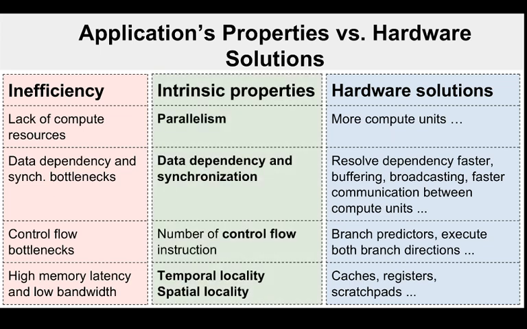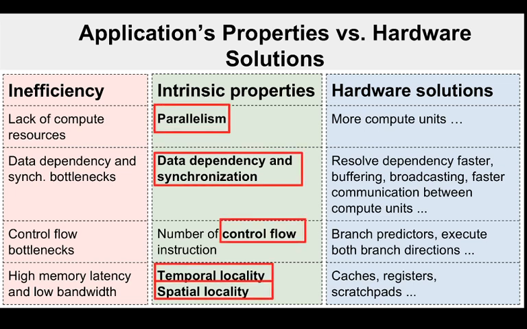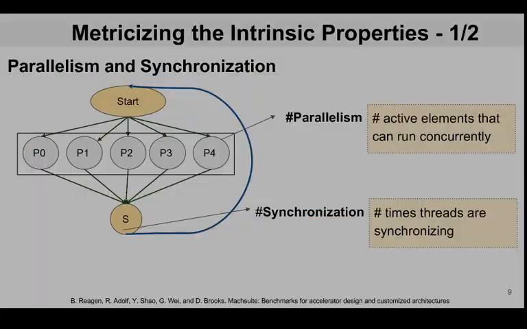So the relationship now becomes: if an application has parallelism to avoid lack of resource, we should map it to a hardware unit with more compute units, and so on. The five intrinsic properties we're using for mapping are parallelism, synchronization, control flow, and temporal and spatial locality. Note that these intrinsic properties of an application are independent of hardware and they characterize the nature of the application.